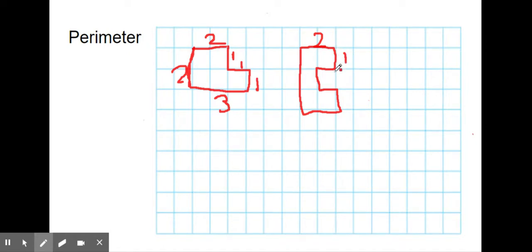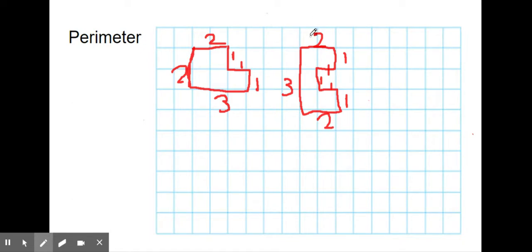plus 1 centimeter. That's 1 right here. Here, that's 1. Here to here, that's 1. Here to here, that's 1. Here to here, that's 1. We have 2, 1, 2, and then up here we have 1 unit, 2 units, 3 units. So 3 units. So 3 plus 2 plus 1 plus 1 plus 1 plus 1 plus 1 plus 2.